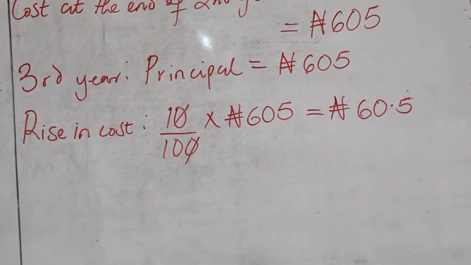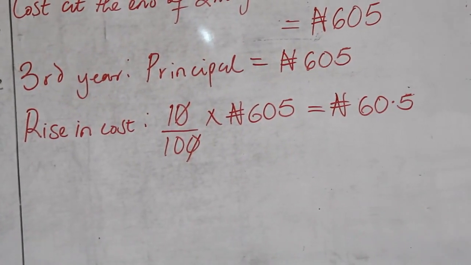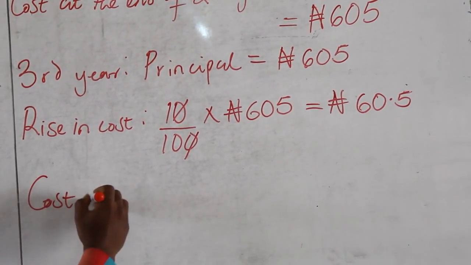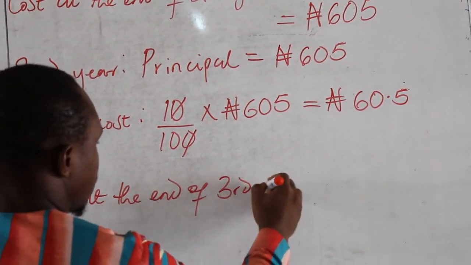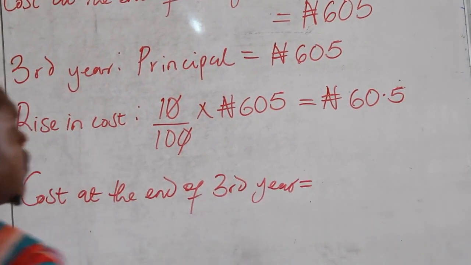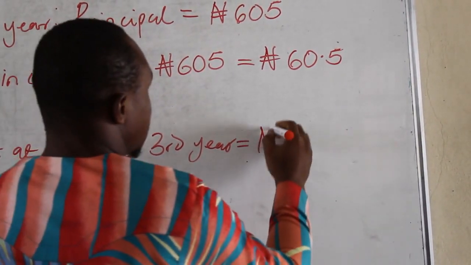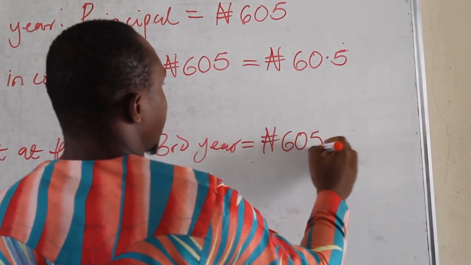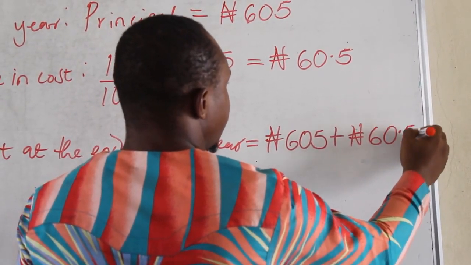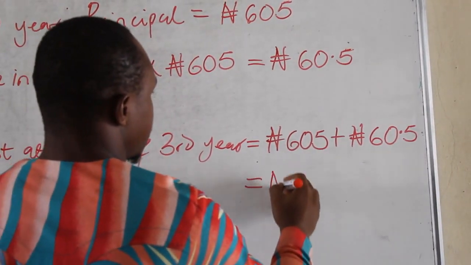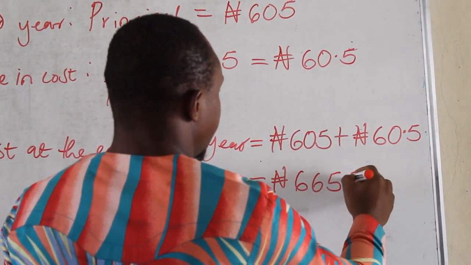Now we have gotten the rise in cost. The next step we are going to do is to find out the cost at the end of the third year, the cost of the bucket of Gary. It will be our principal added to the rise in cost, which is 605 naira added to 60 naira 50 kobo, and that gives us 665 naira 50 kobo.